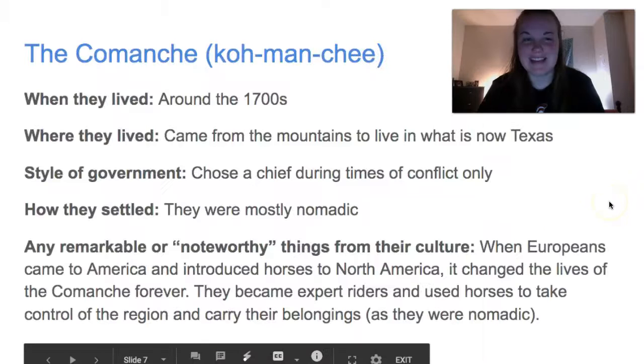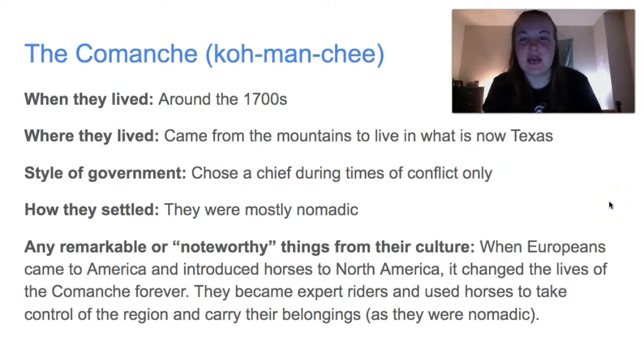Excellent. Okay, next group, the Comanche. Like they mentioned in the video that we just watched, the Comanche were fierce and they were feared by a lot of groups. So they lived around the 1700s and they came down from the mountains to live in what is now Texas. They chose a chief only during times of conflict, and they were mostly nomadic.